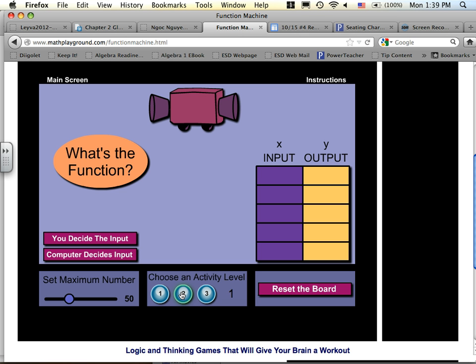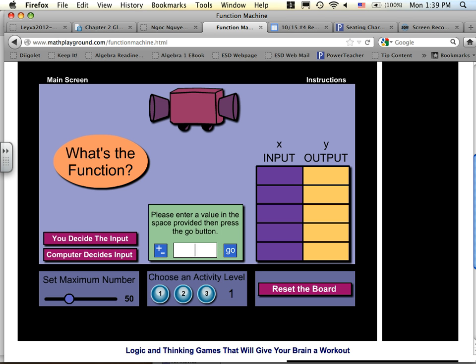So if you choose 1, the next number could be 0 or 2. If you choose 2, you want to choose 1 or 3. You kind of see the deal with consecutive. So let's start with you decide. Once you input a number, so let's input 1. What do you want to put in?